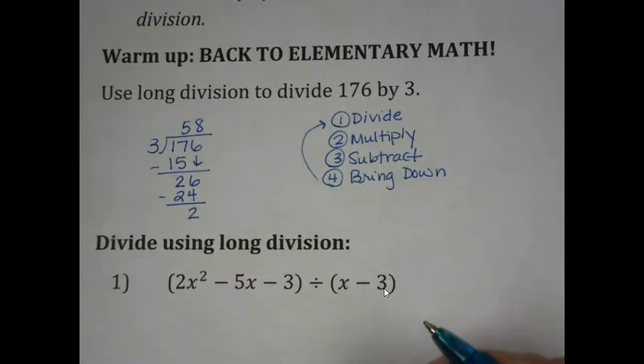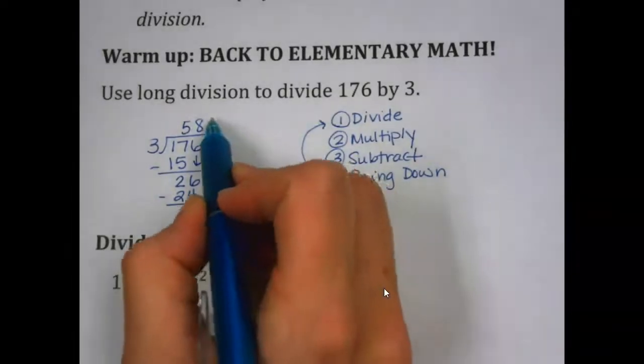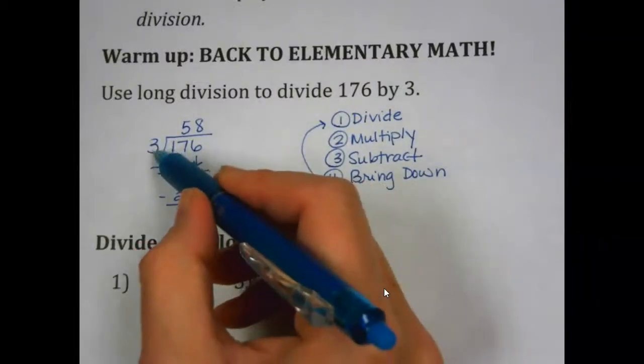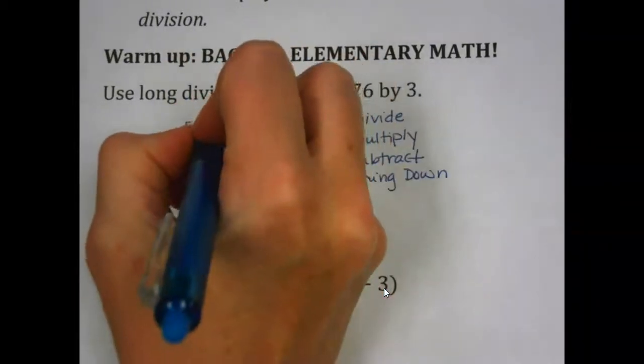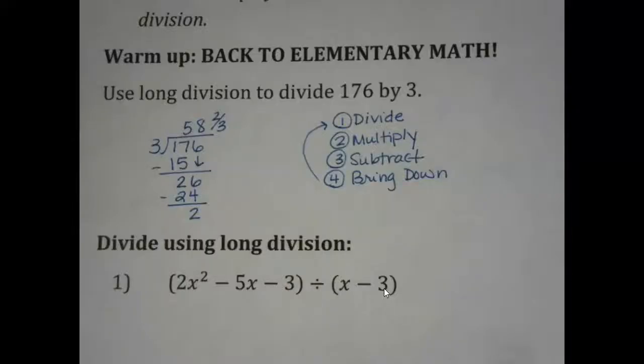And here's one thing that might be different from what your elementary school teacher taught you. This 2, you are not going to put R2 for remainder 2 up here. This 2 is how much you have left out of 3. So it would be 2/3. So 58 and 2/3 would be our final answer.